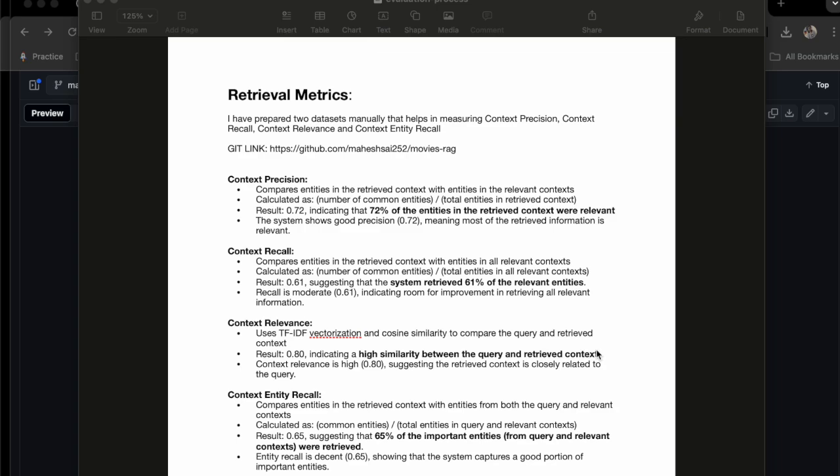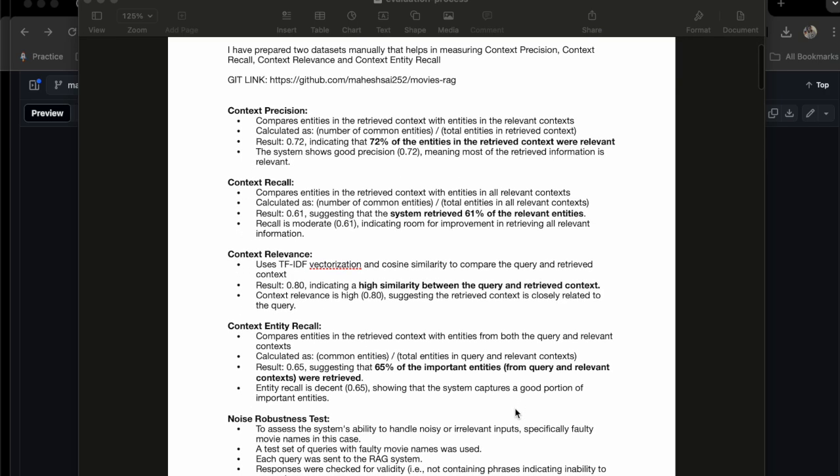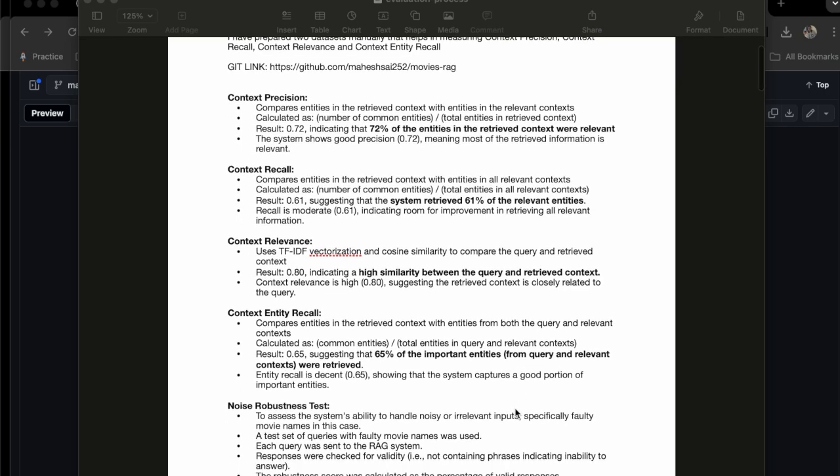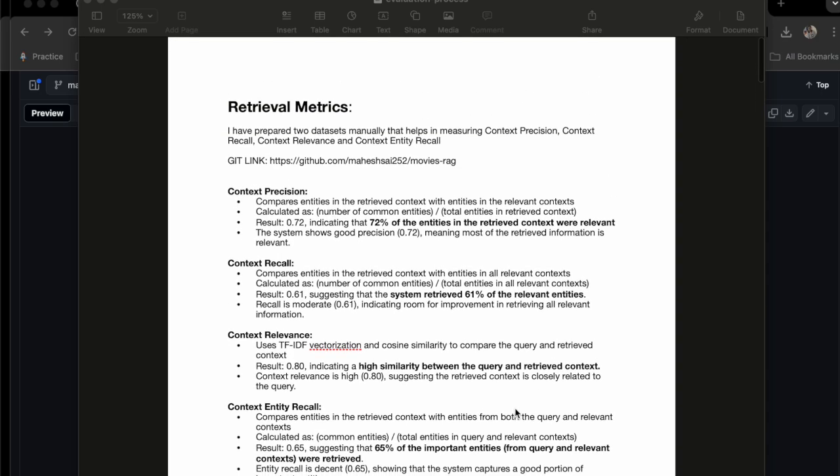So I'll just go through how to evaluate this particular movies RAG or else any RAG. Basically, this methodology that we have used in this evaluation can be extended to any RAG. So I'll just go through some of the metrics that can be used to evaluate this, one by one.